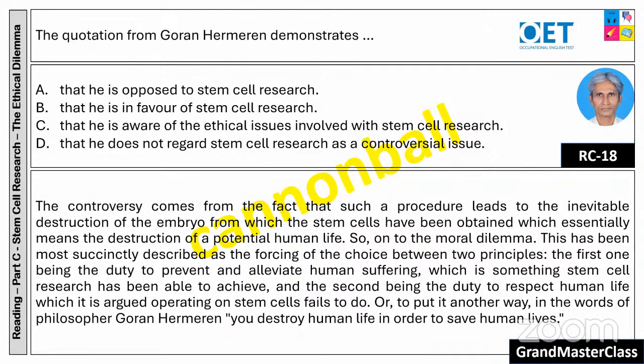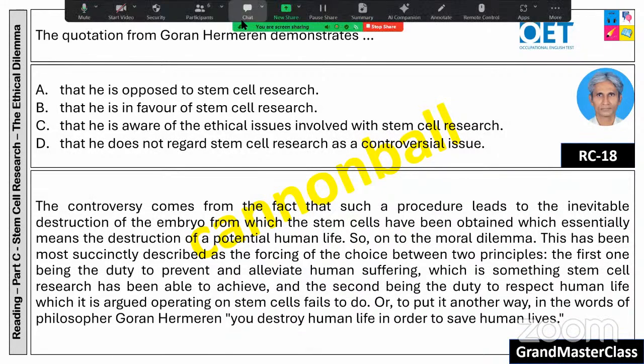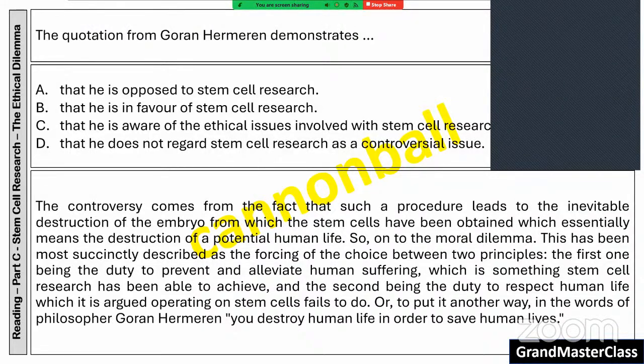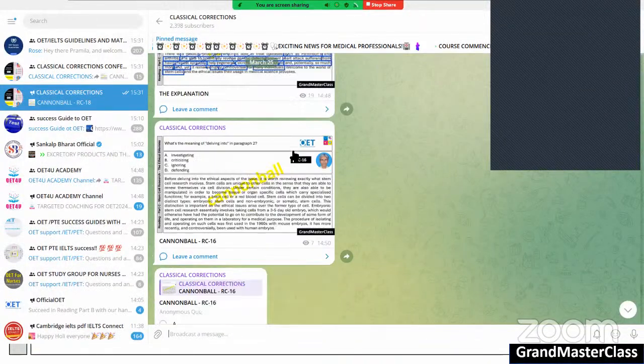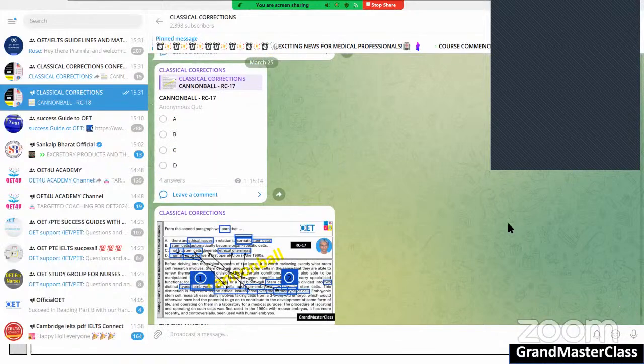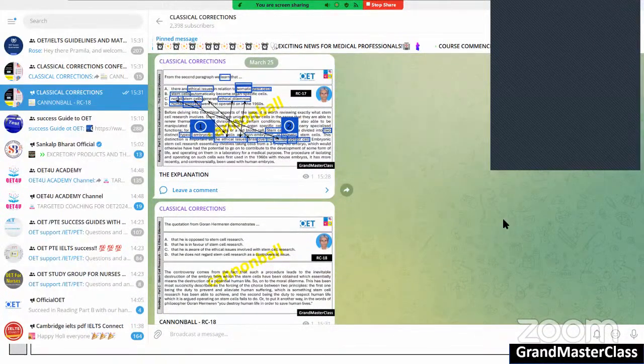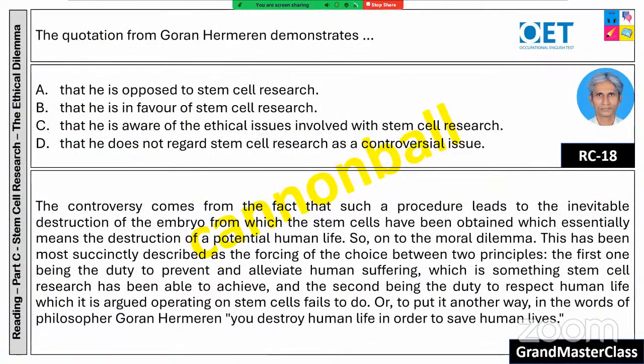Last 5 seconds. Cannonball RC 18. 7, 6, 5, 4, 3, 2, 1. Submit.